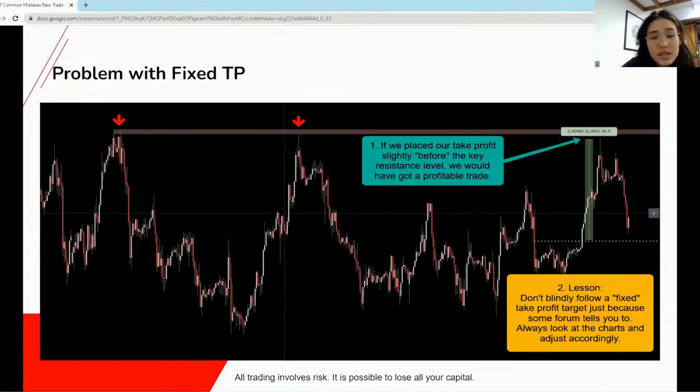So in an alternative scenario, if we had placed our take profit before the key resistance level, we would have got a profitable trade. So it's important to look at the charts and then adjust your take profit or stop loss accordingly.